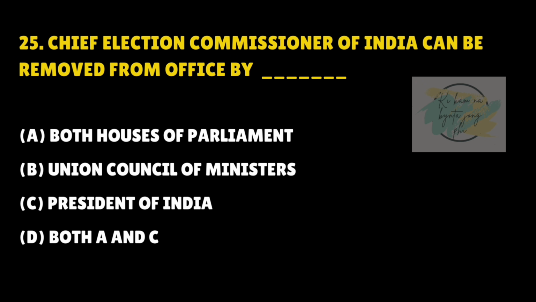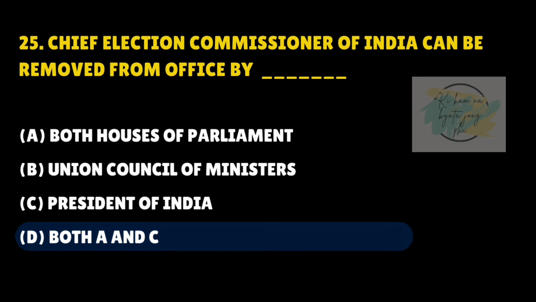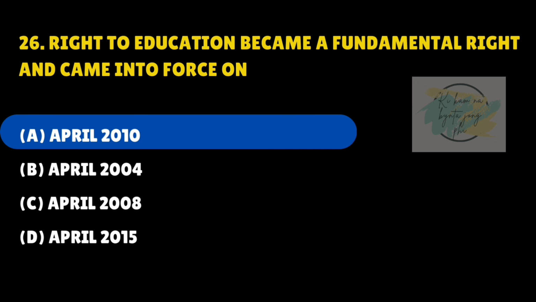The Chief Election Commissioner of India can be removed from office by? Answer is D. Both A and C. Right to education became a fundamental right and came into force on? Answer is A. April 2010.